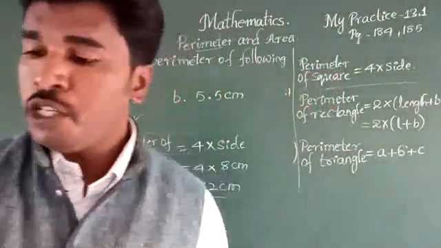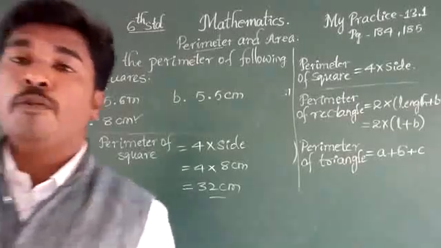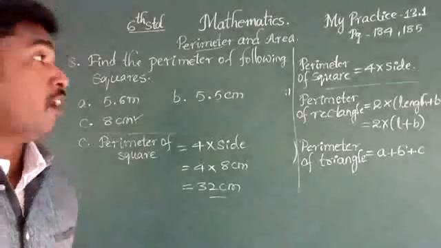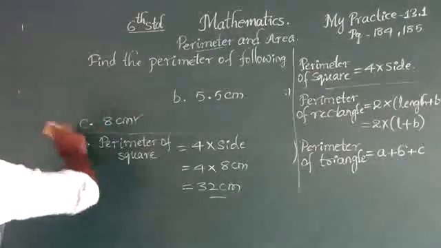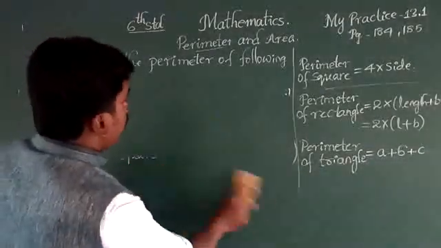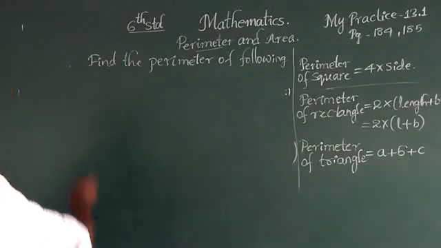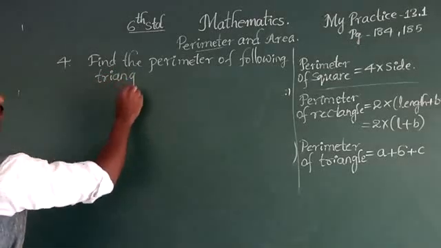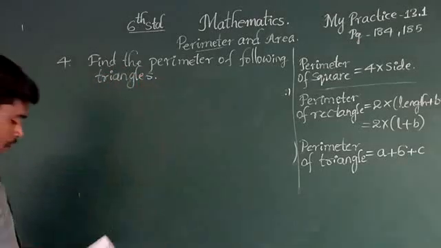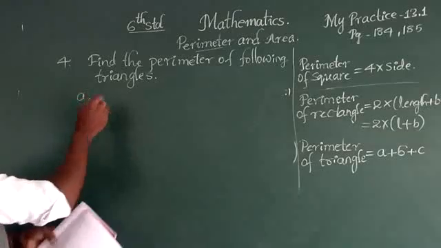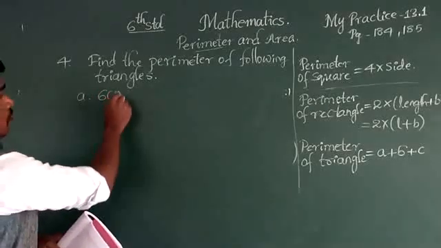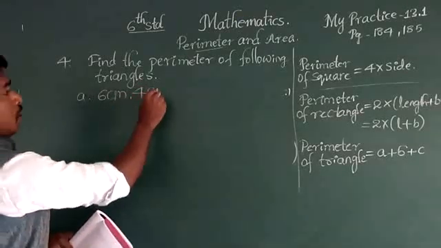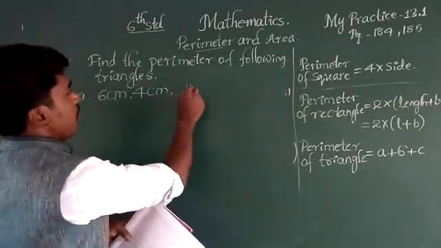So I hope you will finish the third main also. Now I should proceed to the next main. It is the fourth main. Find the perimeters of the following triangles. A: it is 6 centimeter. Then the second one is 4 centimeter. And the third one is 5 centimeter.